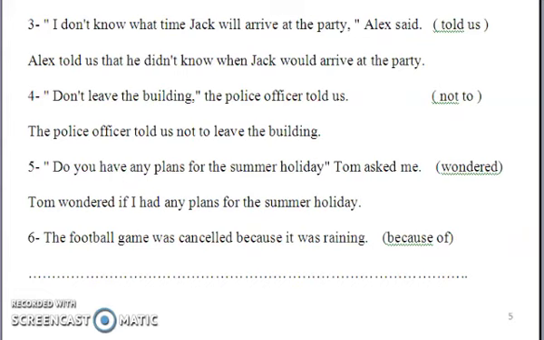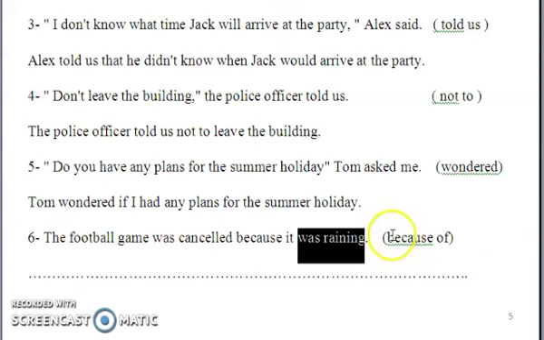Then let's move to the next and the last question of today's lecture. The football game was cancelled because it was raining. I want to use because of. I have here in the sentence because. So, what's the difference between because of and because? After because, I must use a full sentence, which means I must have a subject and a verb. Like here, it was raining. I have the subject it, and was raining is the verb.